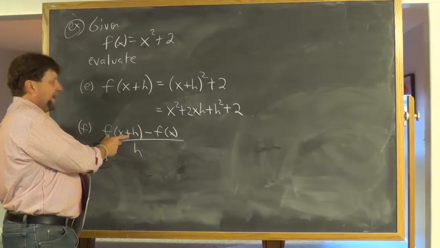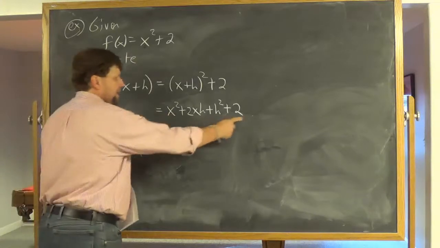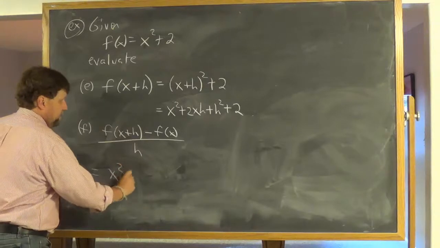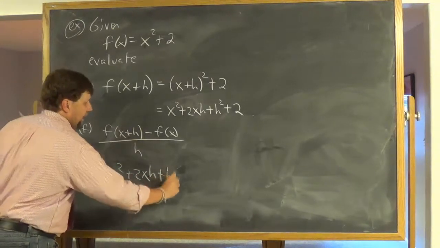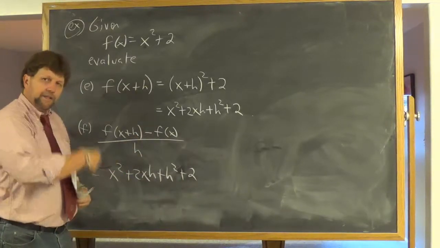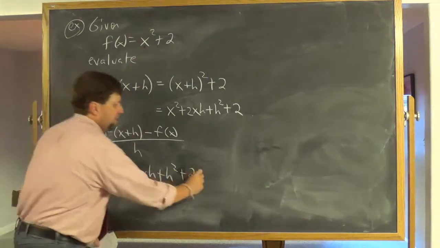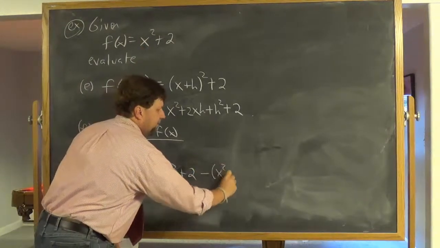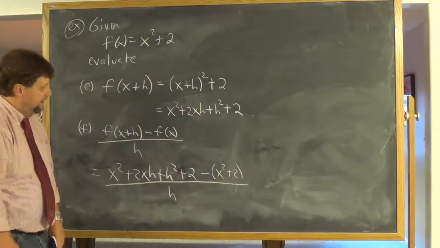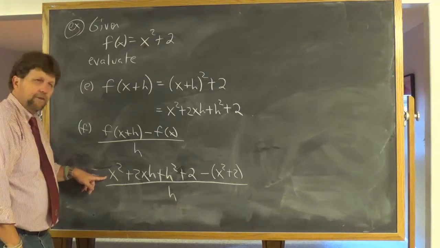The f of x plus h, well, we just did that in part E. We determined the f of x plus h is this mess. So we'd have f of x plus h is x squared plus a 2xh plus an h squared plus 2. Then it says minus f of x. Well, what's f of x? F of x is just x squared plus 2. So minus, now I should take care to put x squared plus 2 inside parentheses so I don't make a careless sign mistake. So this is the mess we get when we do f of x plus h minus f of x all over h.